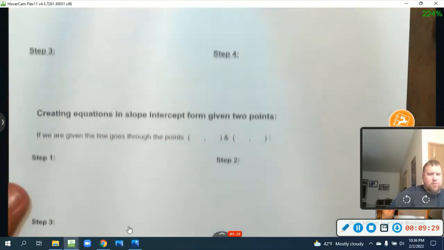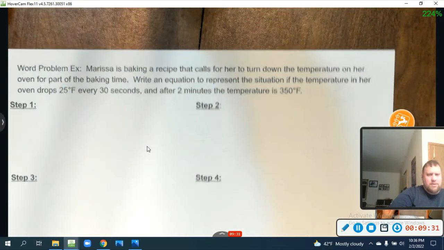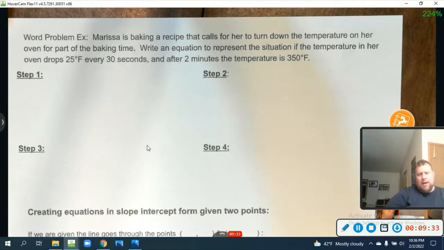I have a big word problem right here, so I'm pretty stoked about this. Let's read it, and I'm going to have whoever's directing this pause it, and then write down the information, or underline the information you think is important. So, word problem example. Marissa is baking a recipe that calls for her to turn down the temperature on her oven for part of the baking time.